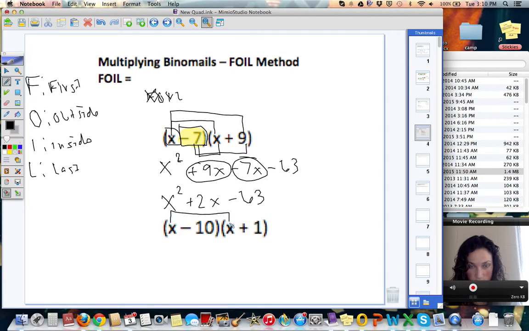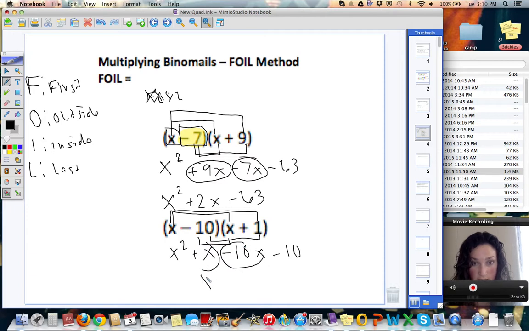This first term times that first term, x times x is x squared. Outside, here's the outside term times this outside term. X times 1 is just x. Inside, this is the inside and this is the inside. Negative 10 times x is negative 10x. Last, this is the last term times this last term, which gives me negative 10. Combine my like terms. I would get x squared minus 9x minus 10 as a final answer.